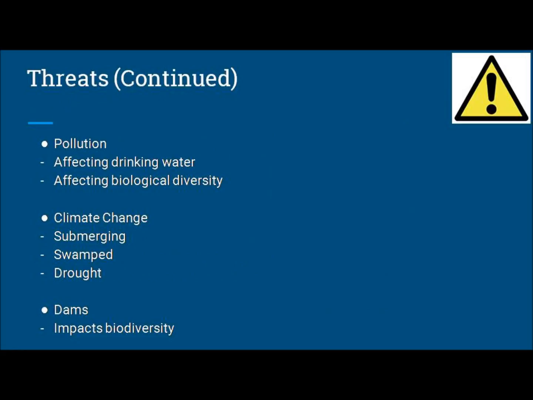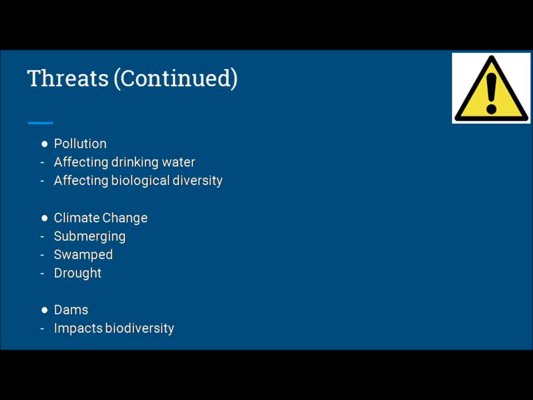Additional threats to the wetland ecosystem include pollution, climate change, and dams. Pollution is a growing concern that affects our drinking water and its sources, as well as biodiversity. Drainage and runoff introduce chemicals from pesticides and fertilizers into water sources that could be used as drinking water. These chemicals also pose a serious threat to biodiversity among species and their reproduction.